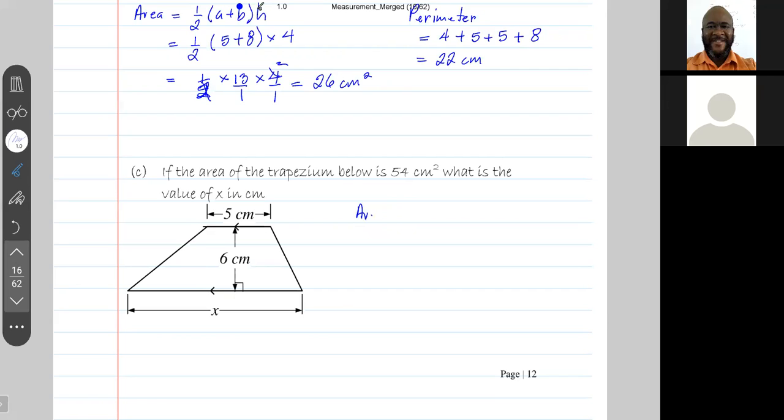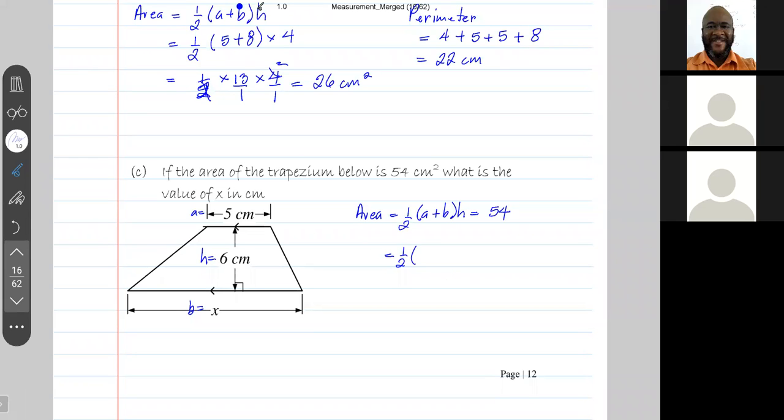Write the formula that includes the area and the sides. So the area is equal to a half, A plus B times H, and this is equal to 54. So let's put in our information. We could say that this is A, that this is B, and that this is H. So this is a half, A is 5 plus B, which is X. I don't know what X is. And this is equal to 54. Sorry, times H. Times H is 6. And this is equal to 54.